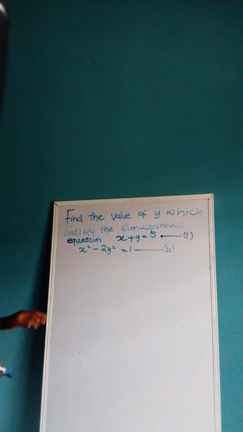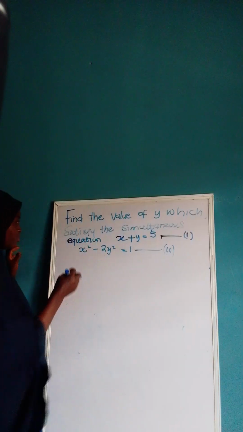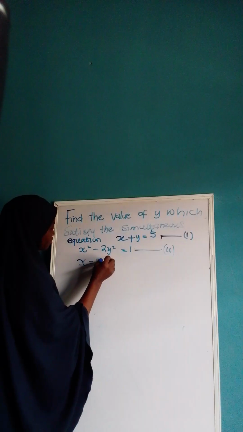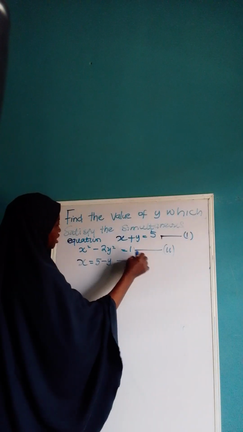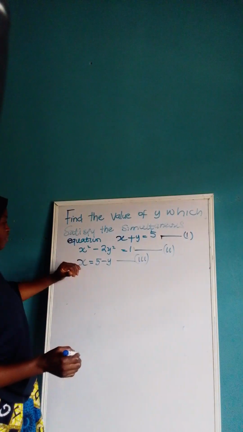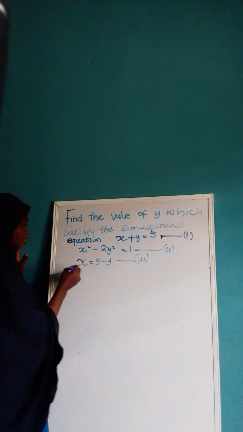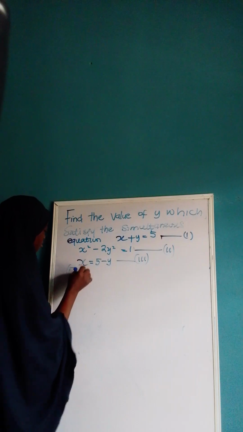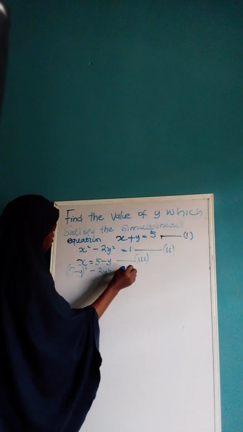Now we want to rewrite equation 1 in such a way that we make x the subject of the formula. So x is going to be equal to 5 minus y. This will serve as our equation 3. Now put the value of x into equation 2. So instead of x, you write 5 minus y, so you have (5 minus y) squared minus 2y squared equals 1.